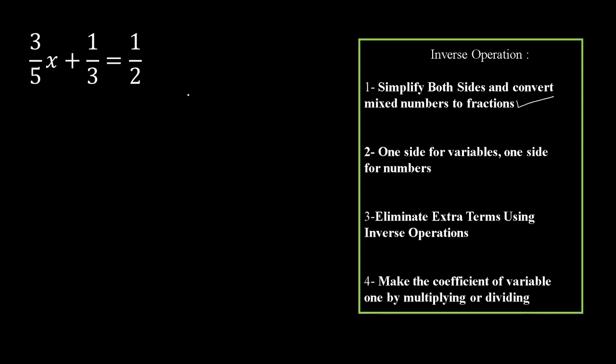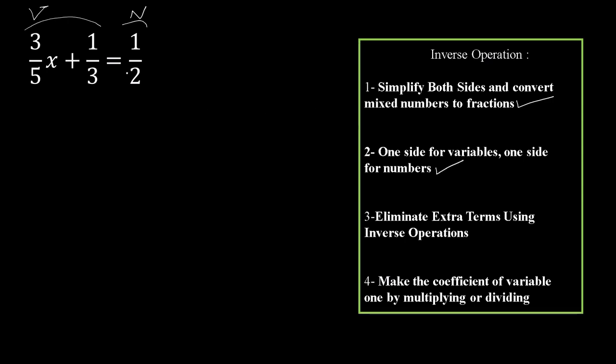Let's go for the next step, one side for variable and one side for numbers. As you can see, each equation contains two sides. This is the left side of the equation and this is the right side of the equation. So I prefer to allocate this side for variables and this side for numbers. It's totally up to me. You can choose the reverse.